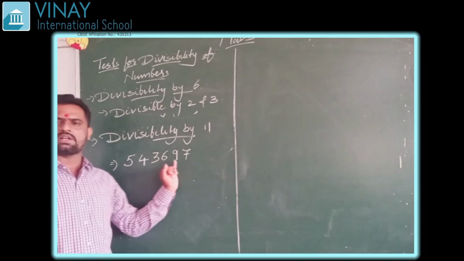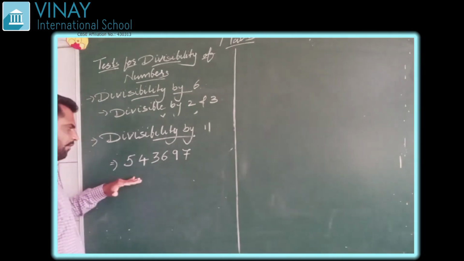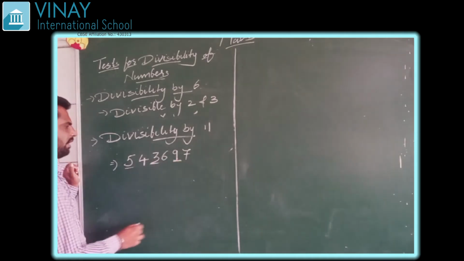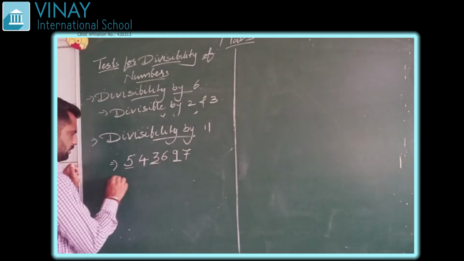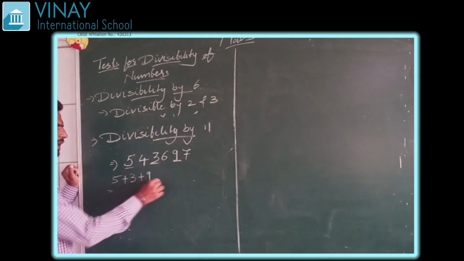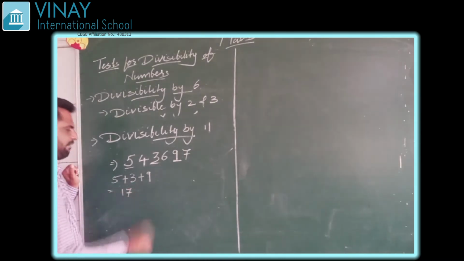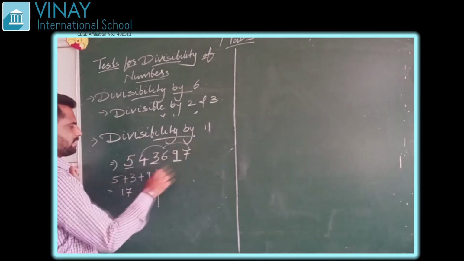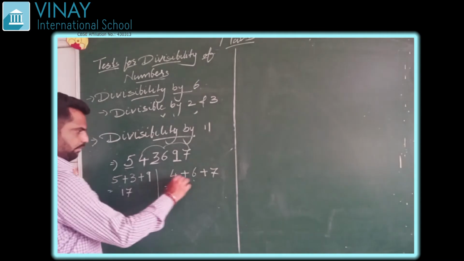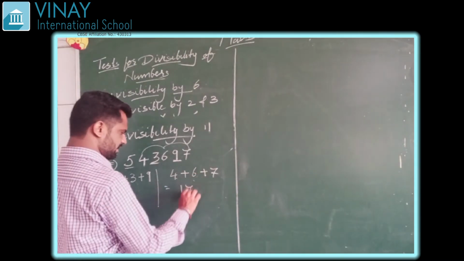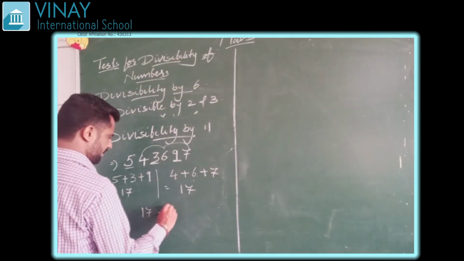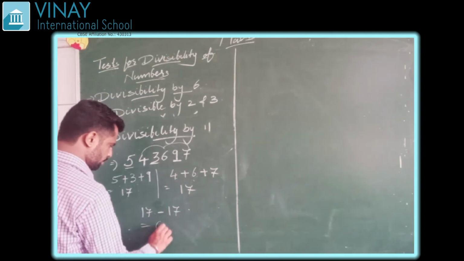Five lakh 43,697. Now first we need to find out the sum of alternate numbers, that is 5 plus 3 plus 9. 5 plus 3 is equal to 8, plus 9 is equal to 17. Now the second alternate numbers are 4 plus 6 plus 7. 4 plus 6 is 10, plus 7 is 17. Now we have to find its difference, that is subtraction. 17 minus 17 is equal to 0.